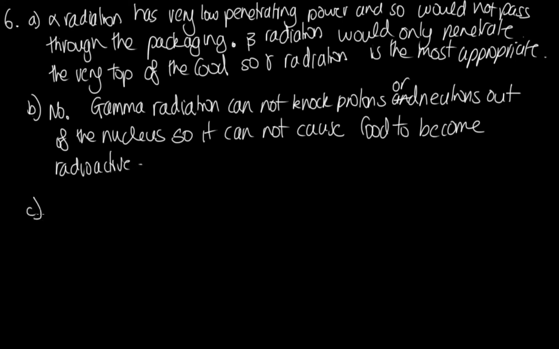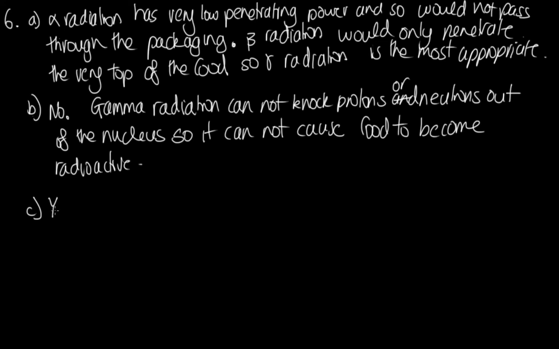And then part C says, could irradiating the food do anything other than kill off the bacteria? Well, yes it can. Gamma radiation can affect the electrons, which are around the atoms. It can knock the electrons out because it does have a low ionizing power, and so this can affect the chemistry that is involved, and so it can change the molecules.